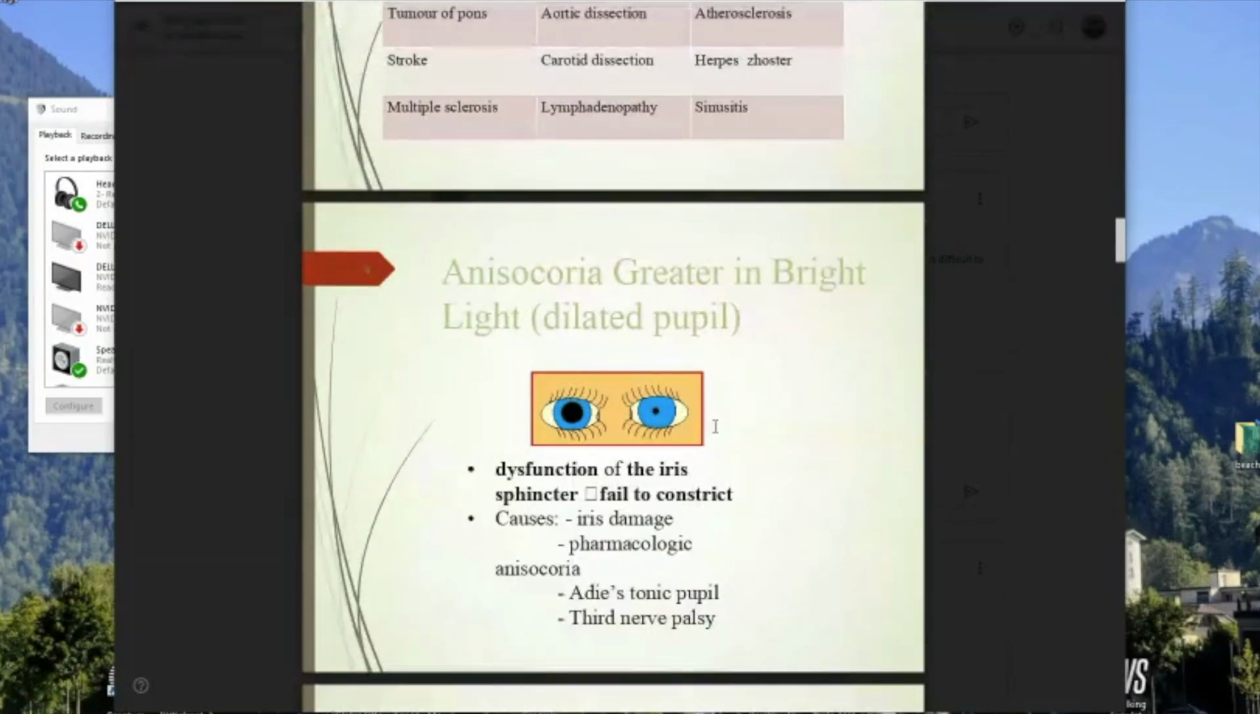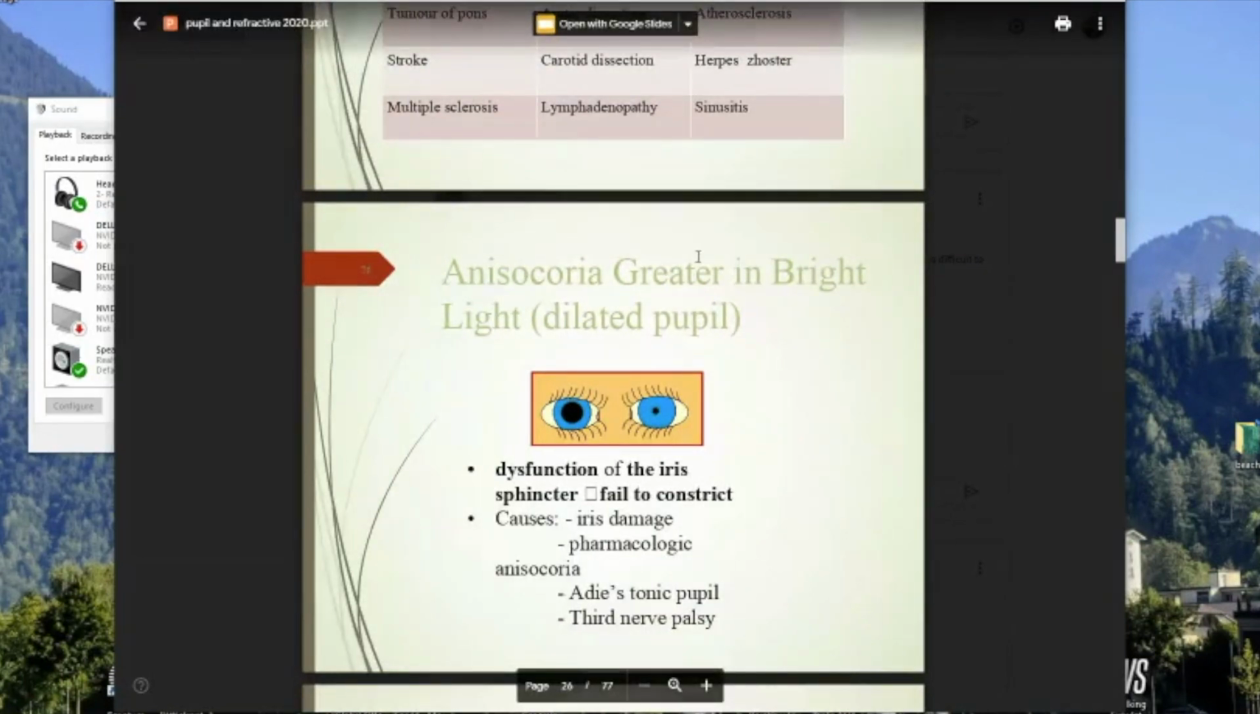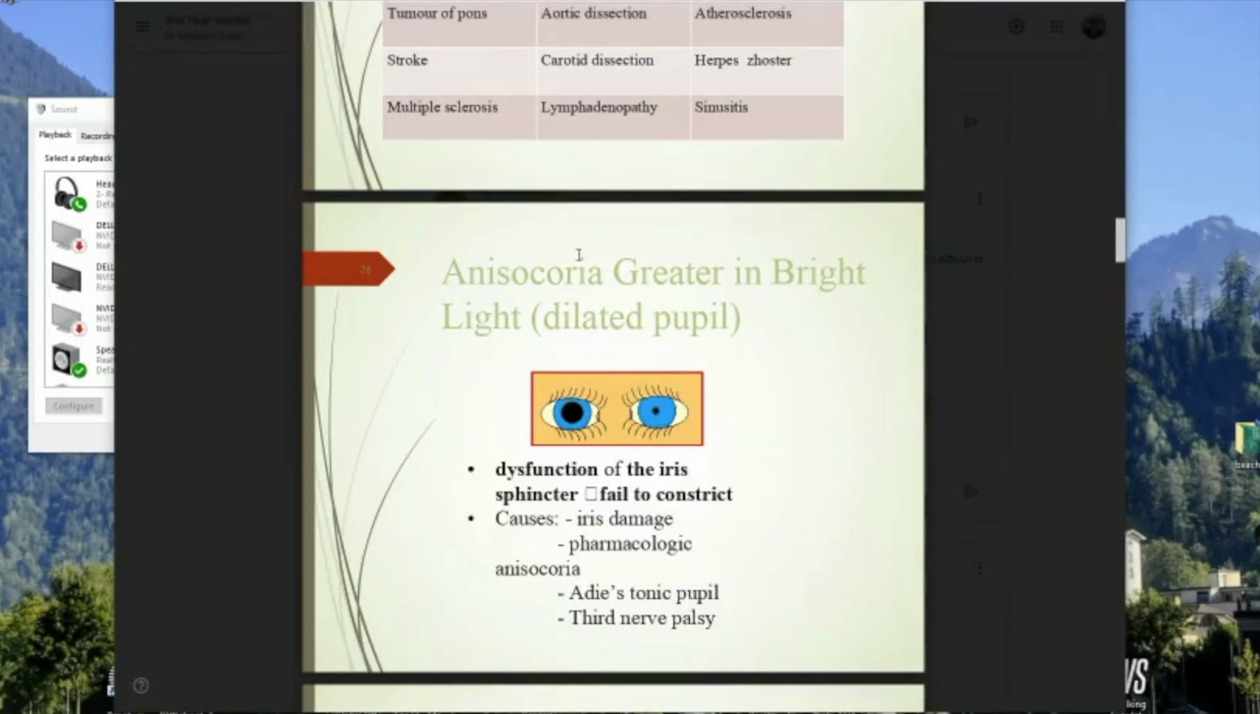Okay, so how about anisocoria greater in bright light? In bright light, the pupil should be constricted. Okay, it should be constricted.